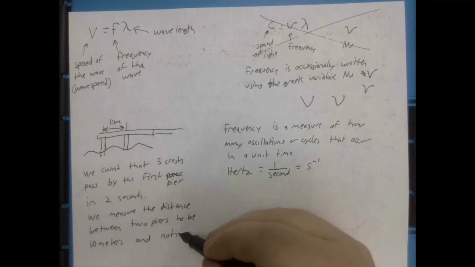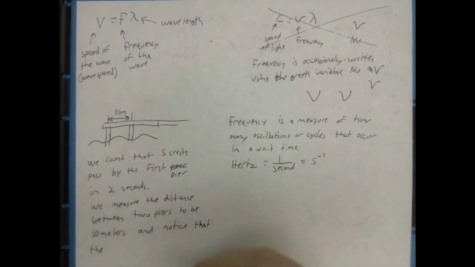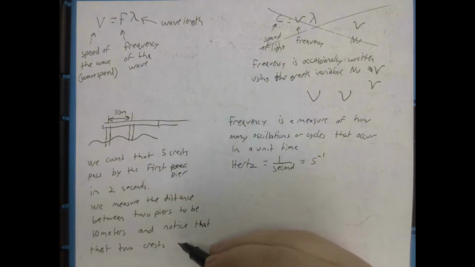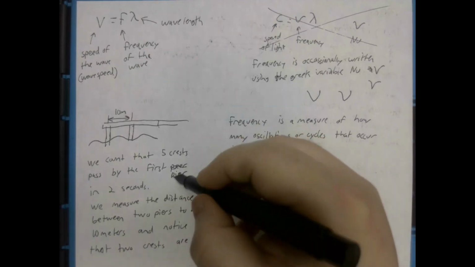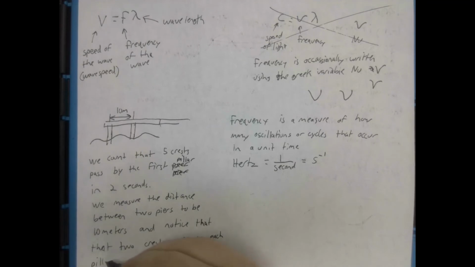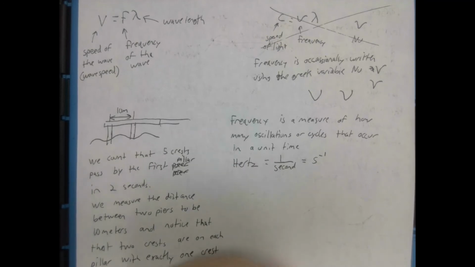And notice that 2 crests are on each pillar, with exactly one crest in the middle. How fast is this water wave moving?